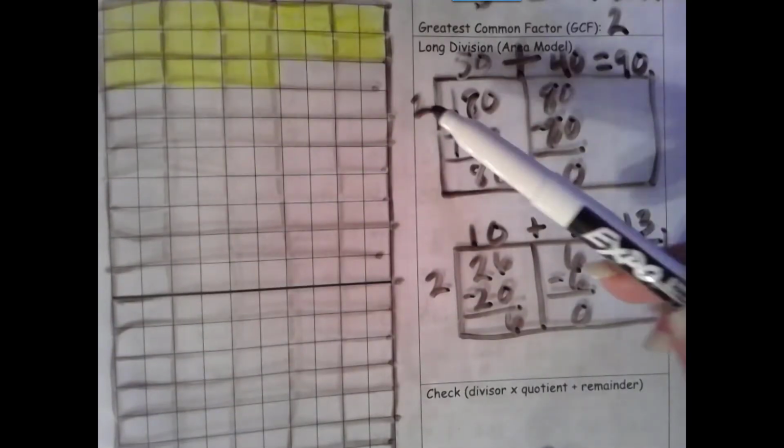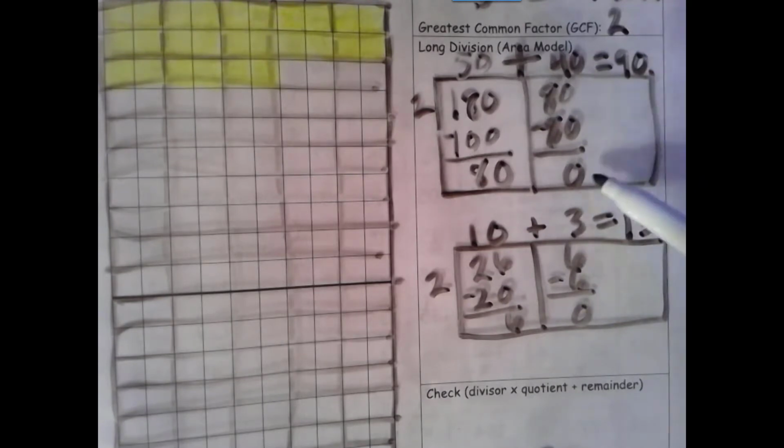Now we still need to check. We always check when we divide. Our divisor times our quotient plus our remainder. Now on both of them, our remainder is 0. Since it's 0, and the identity property of addition says when you add 0 it stays the same, we don't need to worry about it.